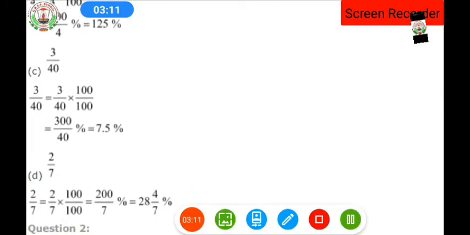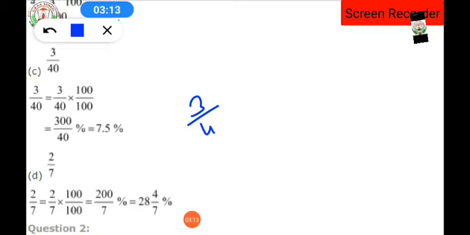The next, part C question we are having is 3 upon 40. So 3 upon 40, if we want to convert this fraction in the form of a percent, we are going to multiply by 100. Remember, when we convert any number, whether it is a fraction, a decimal or any number, into a percent, we multiply it by 100, but when we convert a percent into a number, there we divide by 100.